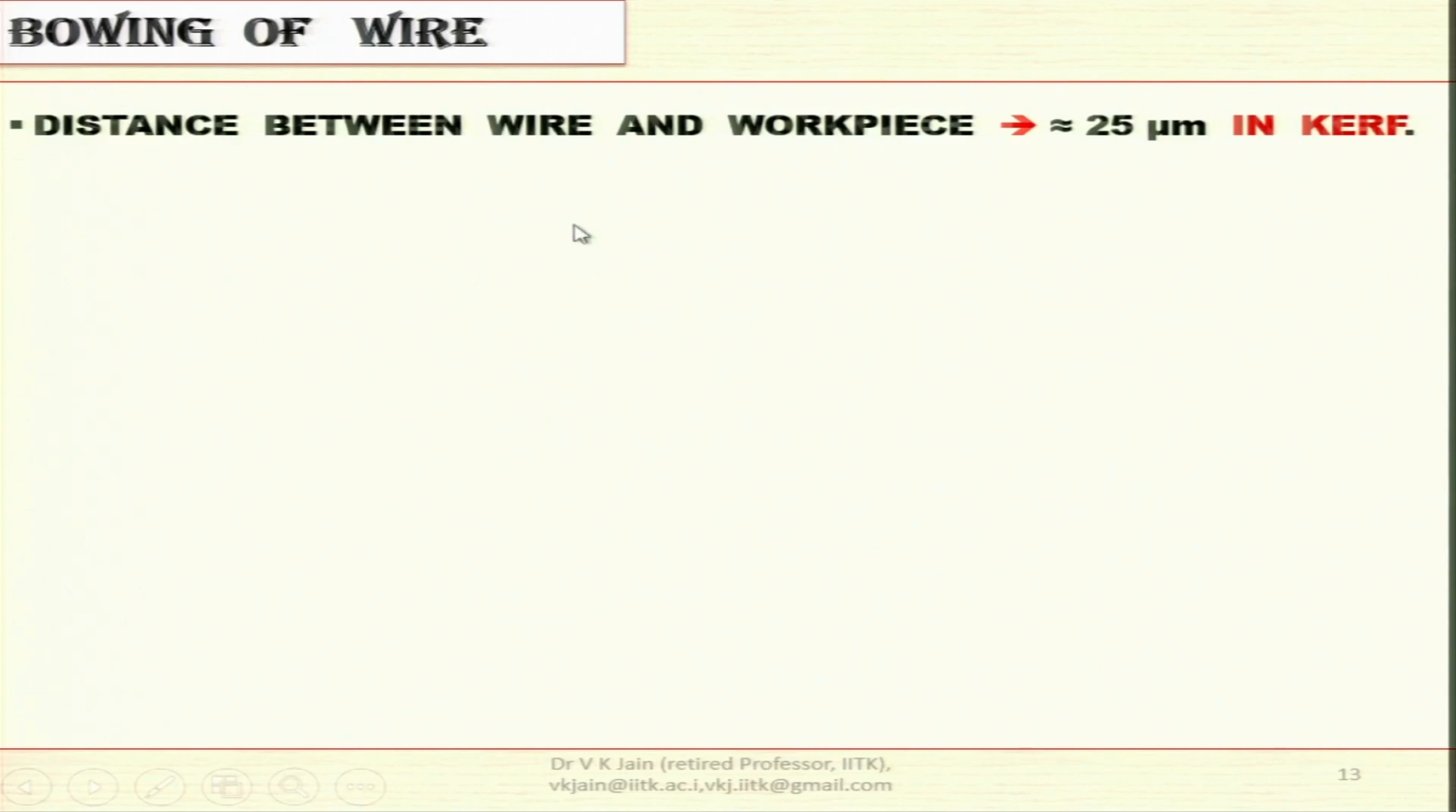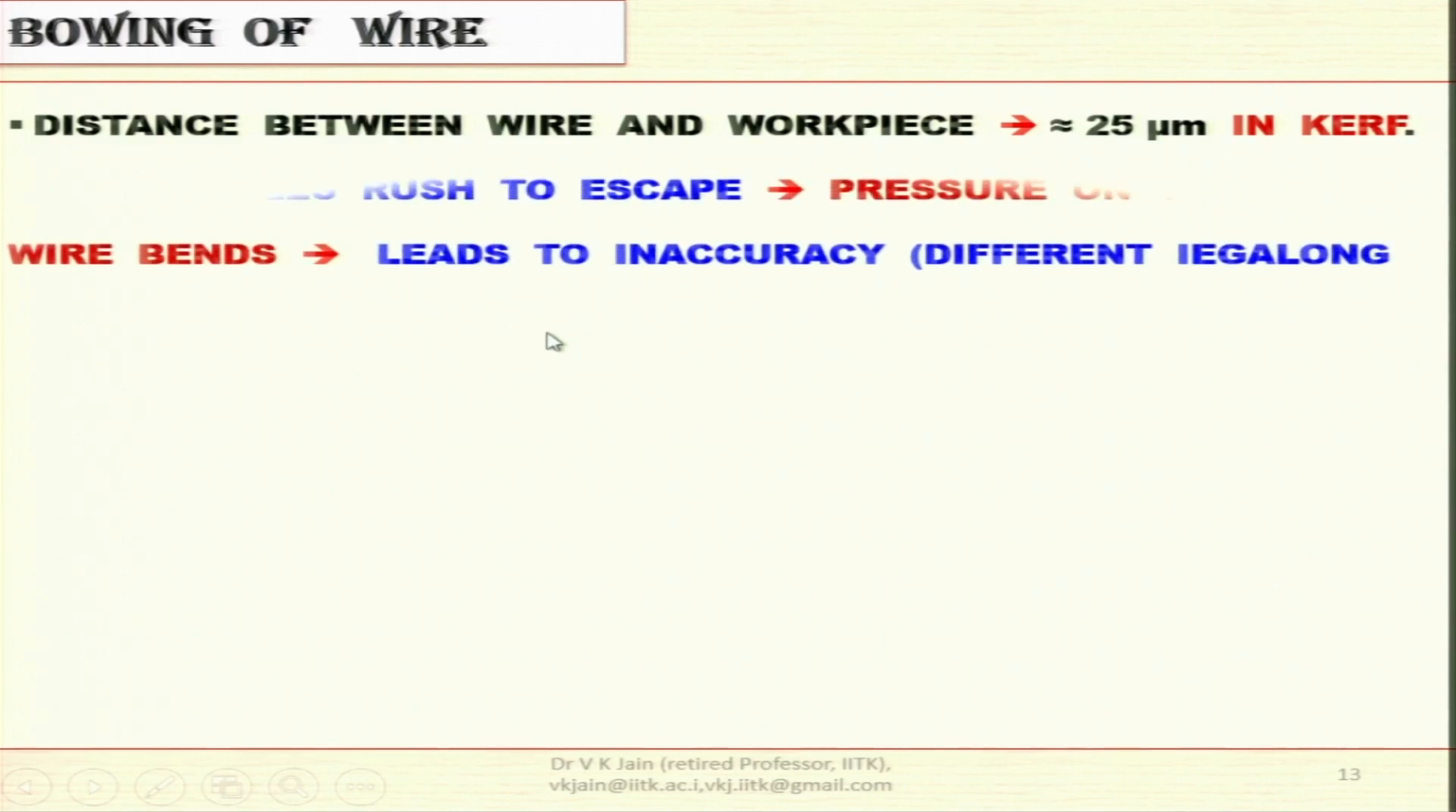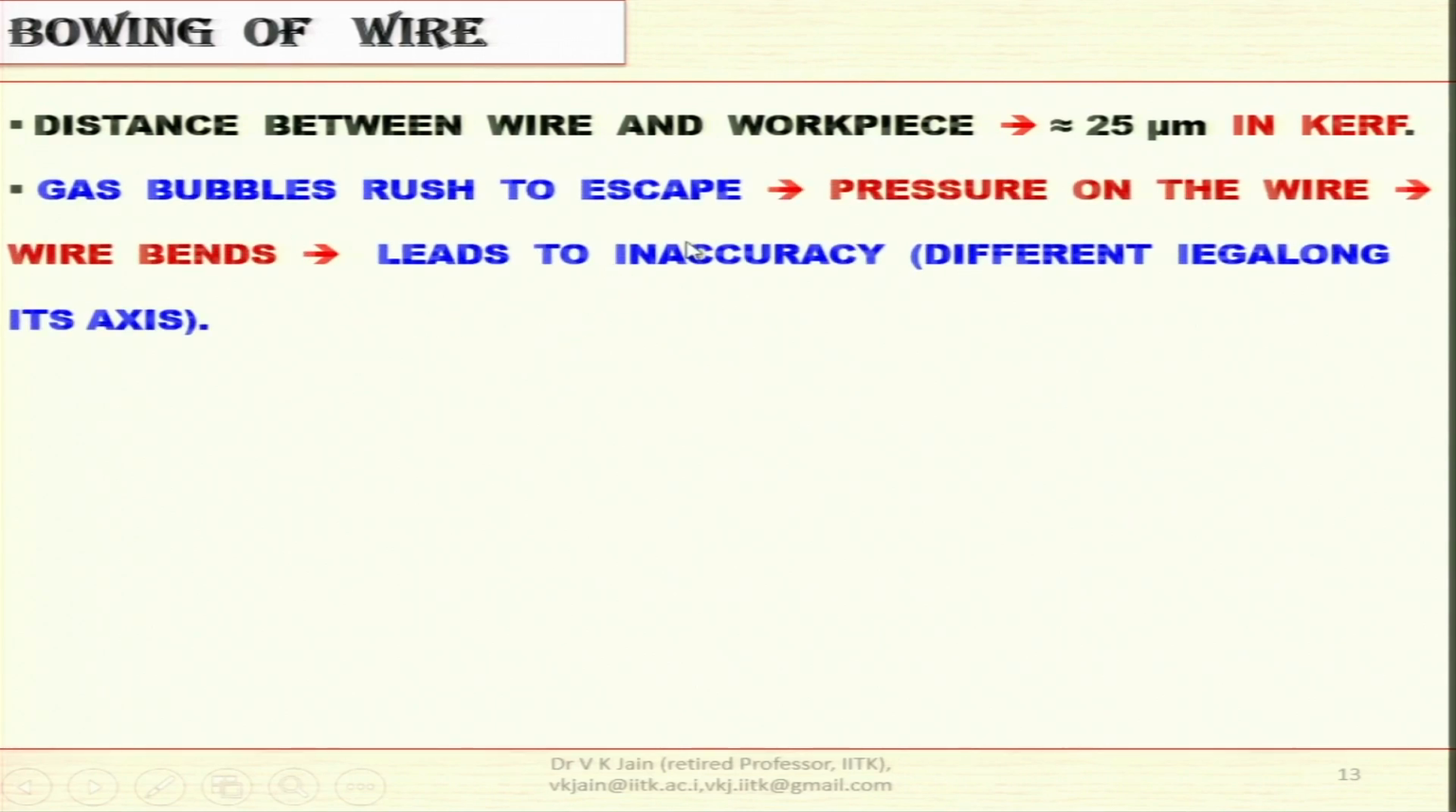Bowing of wire. Distance between wire and workpiece is approximately 25 microns in the kerf, and gas bubbles rush to escape. So when gas bubbles are rushing to escape, they apply pressure on the wire. As a result of that pressure, the wire bends, and this bending leads to inaccuracy, and different inter-electrode gaps along its axis. Sometimes it may even touch the workpiece, and if it touches the workpiece, a short circuit takes place and the wire gets broken.